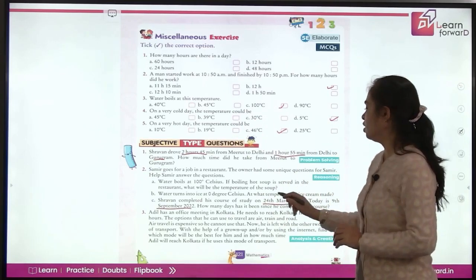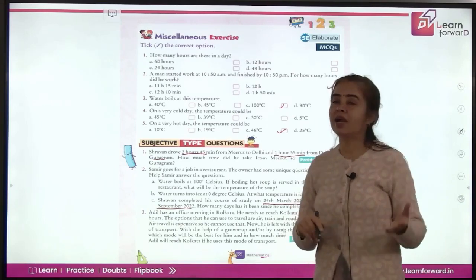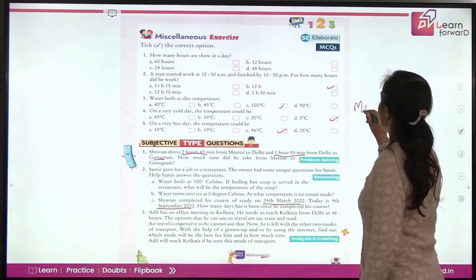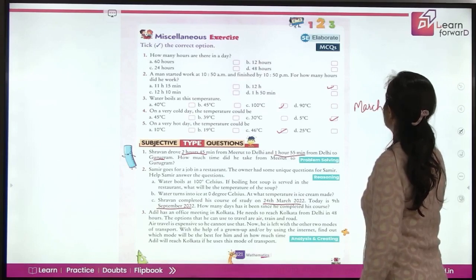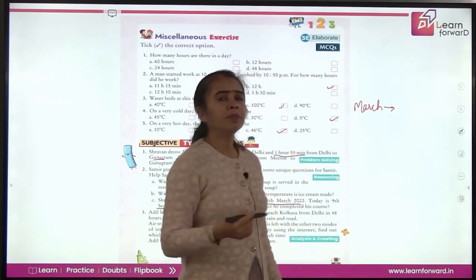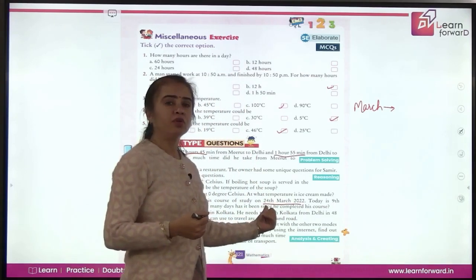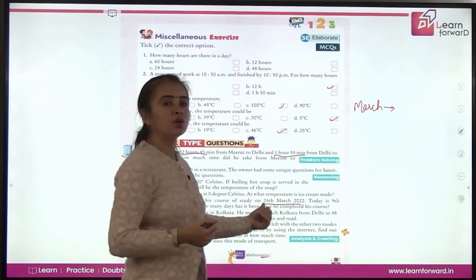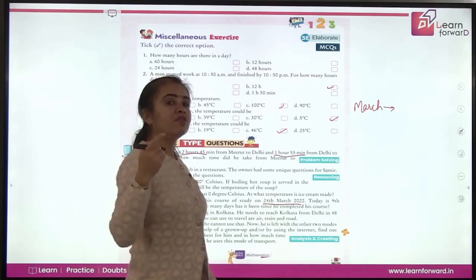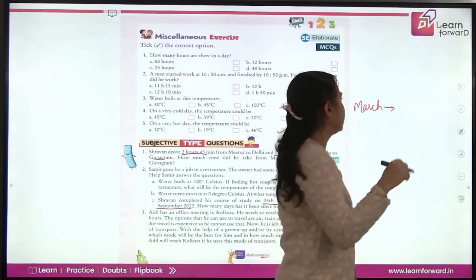So let's see, for 24th March 2022, how many days in March were there? 31. So from 24 to 31, how many days? Subtract and get your answer. I told you, if you have to count 24 also, then 31 minus 24 plus 1, which will give you 8 days here.